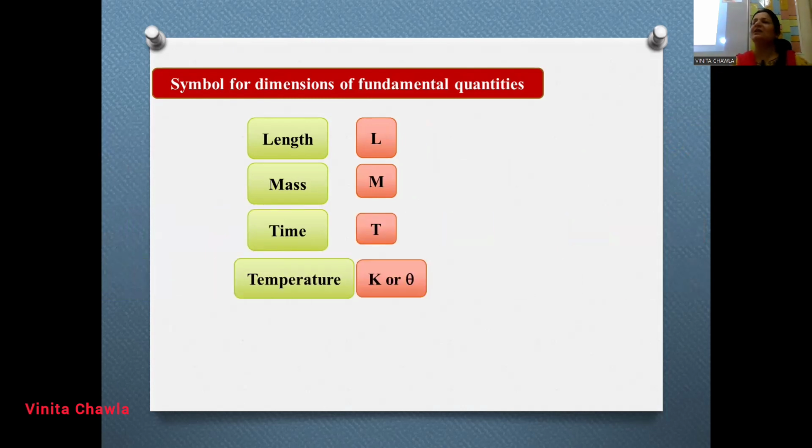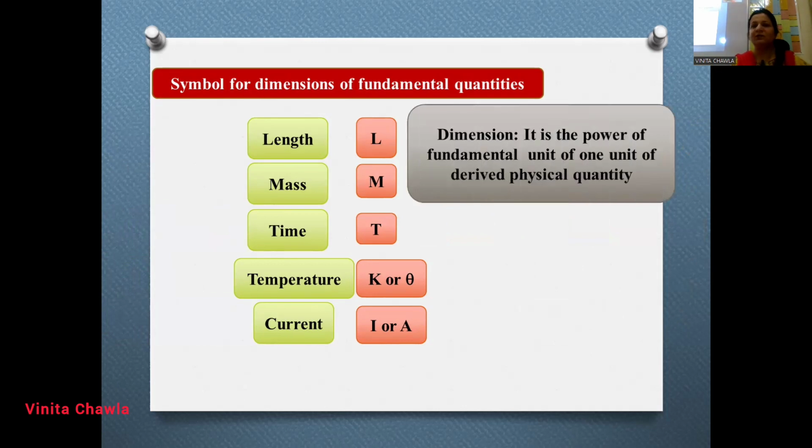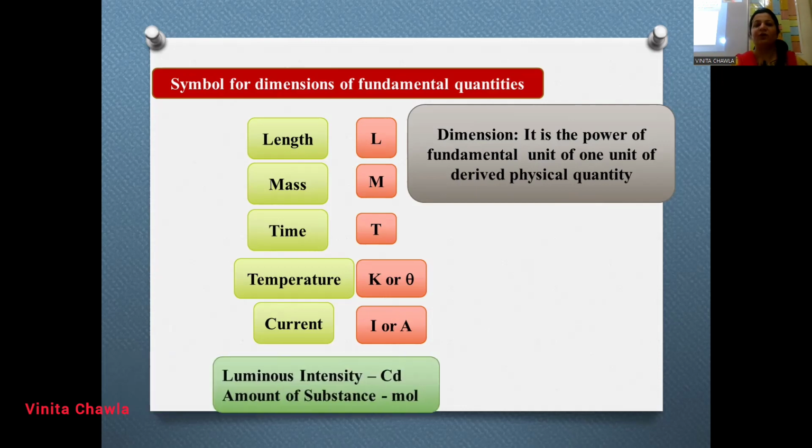For temperature, we can either write K or theta. It's our choice. For current, we can write I or A. I is the symbol of current and A is ampere. Current is measured in ampere, so sometimes we write A as the dimension of current. So these are all fundamental quantities. For luminous intensity, we write CD, and for amount of substance, we write mole. Any doubt in this? Should I move to the next slide?